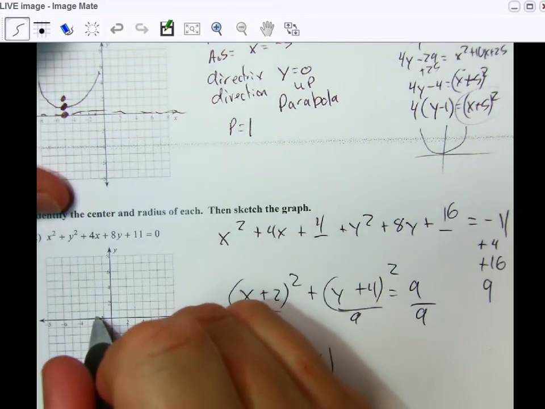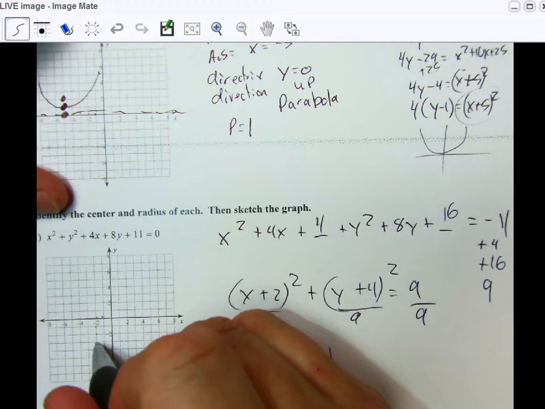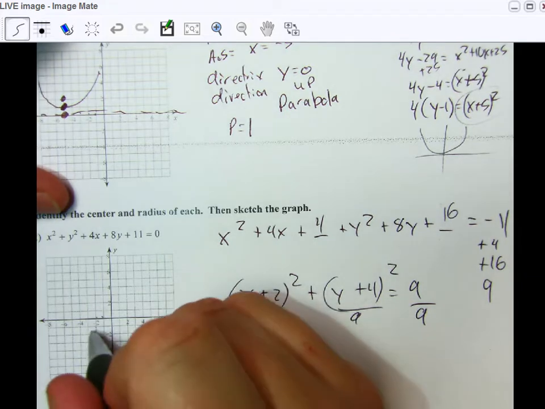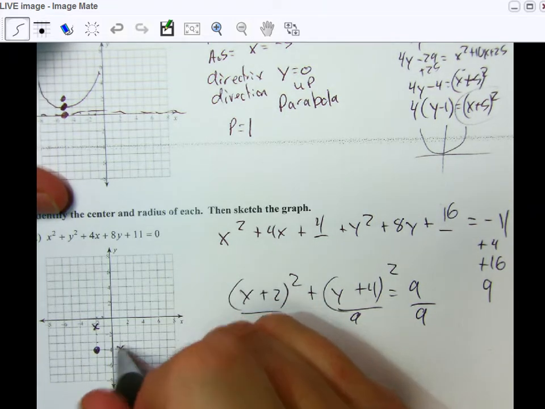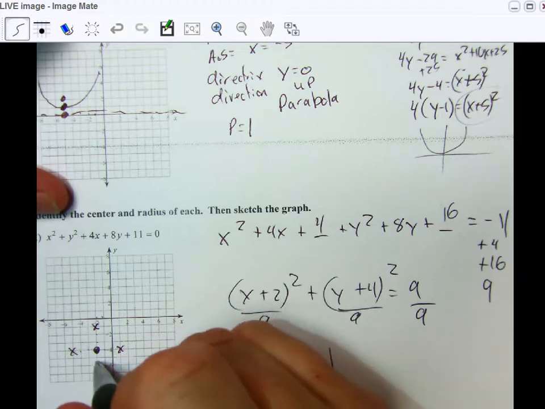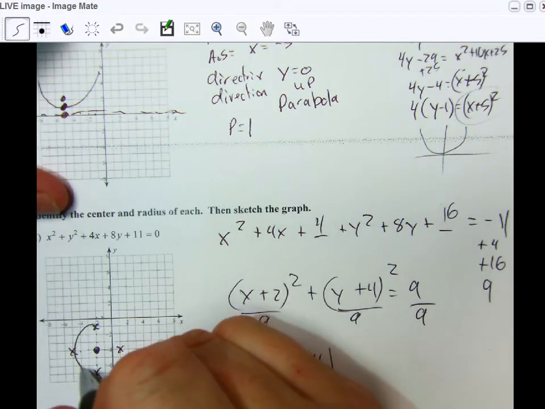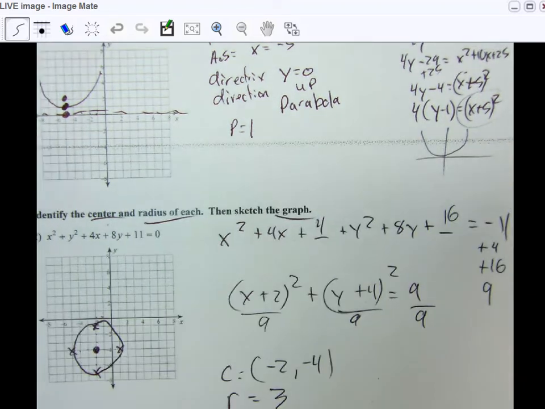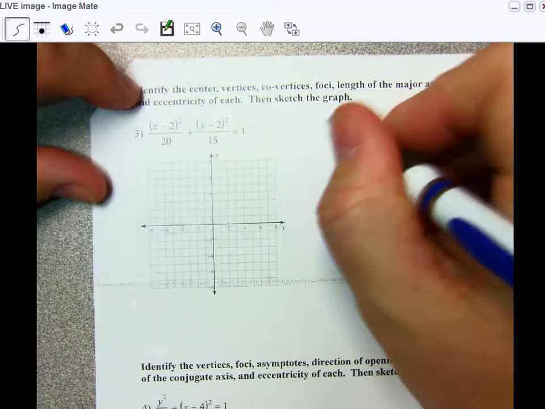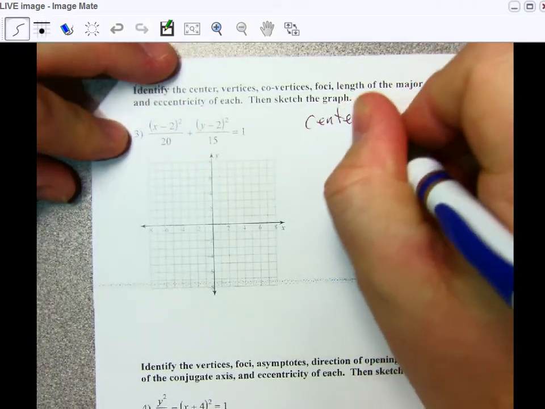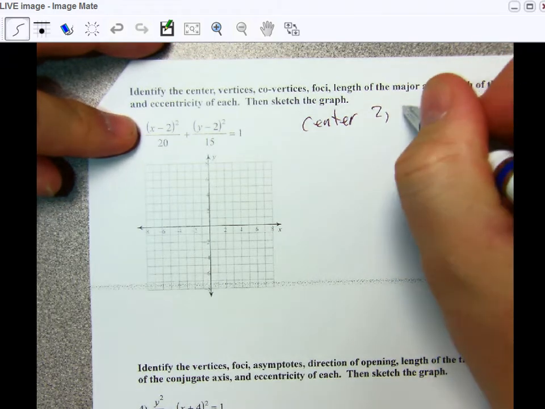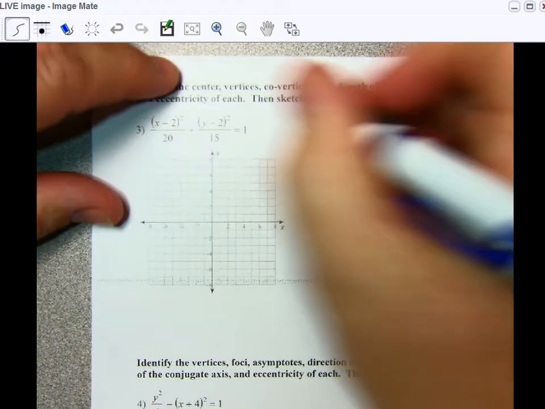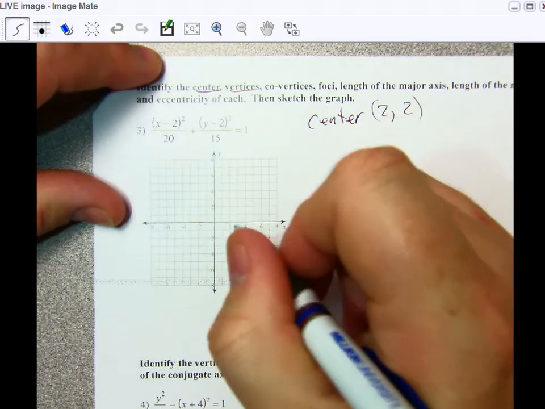So 1, 2, 1, 2, 3, 4. Radius is 3. 1, 2, 3, 1, 2, 3, 1, 2, 3. There you go. Check, check, graph. Yay. Next, we need the center. Center is at 2, 2. Check. Vertices, no idea.